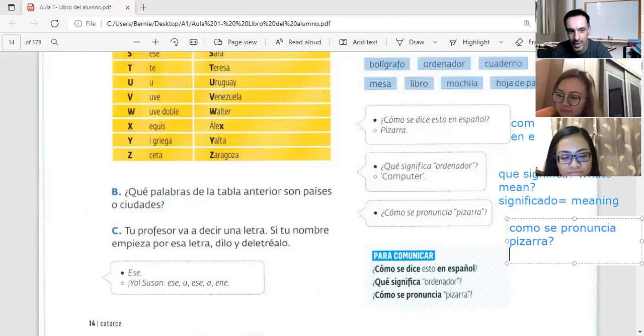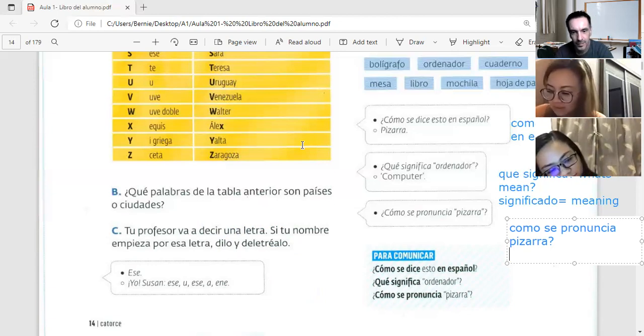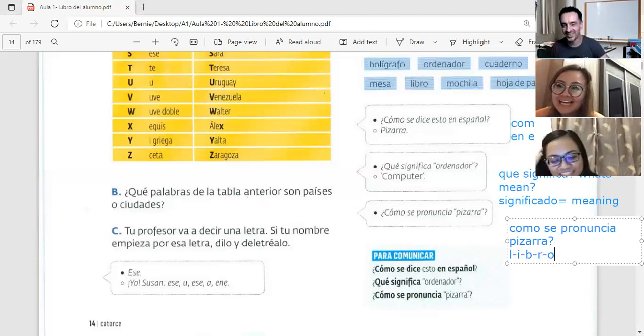Now, dime. Eli, ¿cómo se pronuncia libro? You can go through all the ABCs. Yeah, the ABC one. L, I, muy bien, B, muy bien. What's R? R. Good, R. R, O. Oh, good. Muy bien. Libro. Yeah, that's a way.